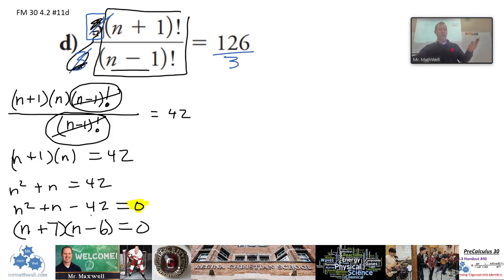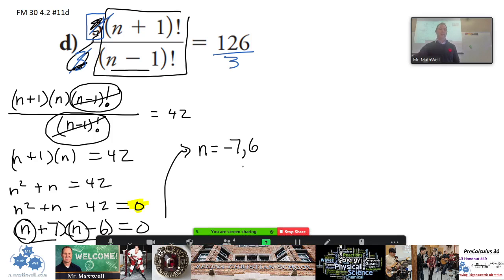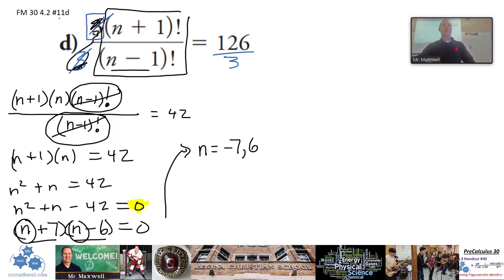So you do a quick FOIL method now. You do n squared, negative 6n plus 7n gives us positive 1n, and then 7 times negative 6 is negative 42. So it looks like my answers can either be negative 7 or positive 6. Those are the numbers I have to put in here to make each one of these equal 0, and that's how I get my possible answers. Like I say, we've done this before, so you might have to go back and look at some examples or some previous videos if you want a little more explanation about this. But we reject negative 7 because we don't want any negative numbers.